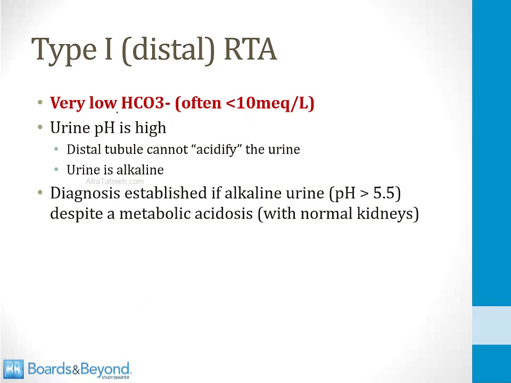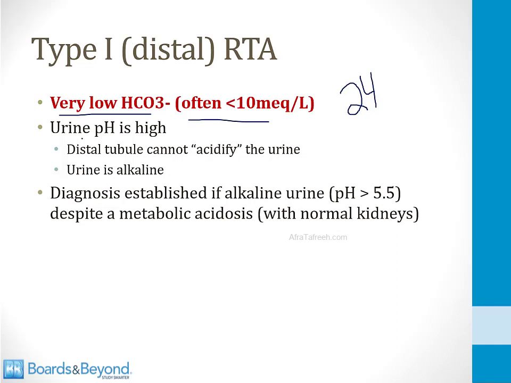Distal RTAs are famous for causing a very low bicarb. You may know that a normal bicarb is about 24, and in a distal RTA it can get less than 10. The reason for this is because the way that the body excretes most of the daily acid load is by secreting it into the urine in the distal nephron. So when that's impaired, the body really loses its ability to get rid of acid, and therefore severe acidosis can occur.